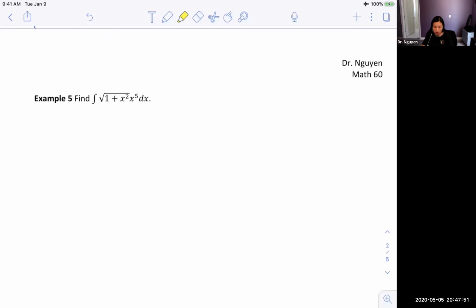Hi class. So this is the second part of substitution. Previously, I went over some examples with you using u substitution. For this example, remember I told you about picking the complex expression and calling it u. So when you look at this problem, you might think, okay, u should be 1 plus x squared, right? u is 1 plus x squared.